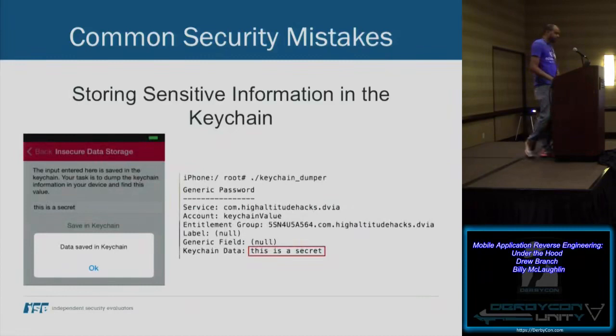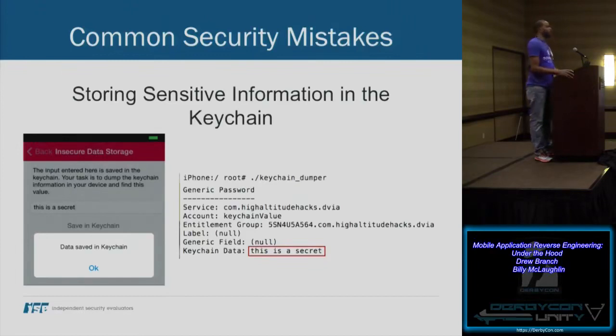So, storing sensitive information in the keychain. For this example, we're going to be using the Damn Vulnerable iOS Application. There's a module within it where I will be storing this is a secret within the keychain. So after we download and transfer Keychain Dumper to the mobile operating system, we can set its execution rights and then execute the program.